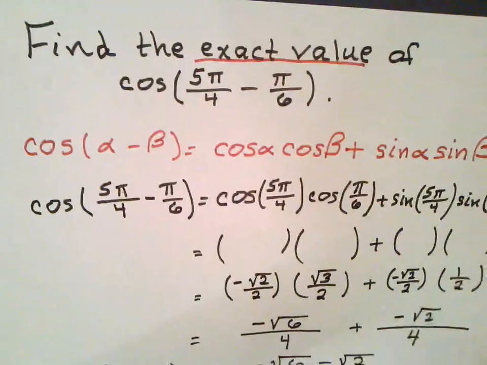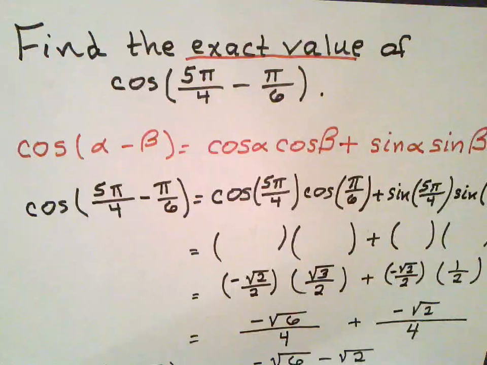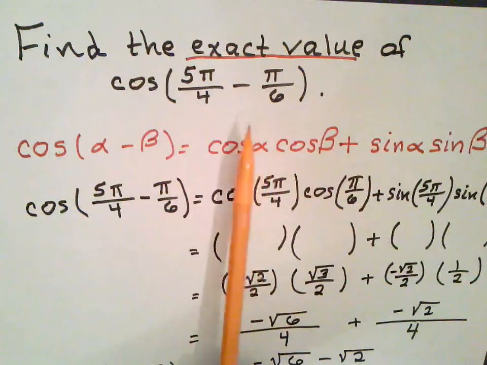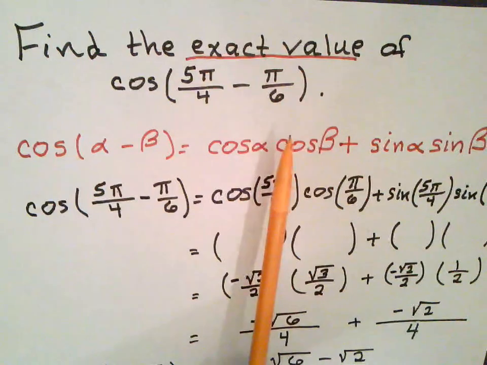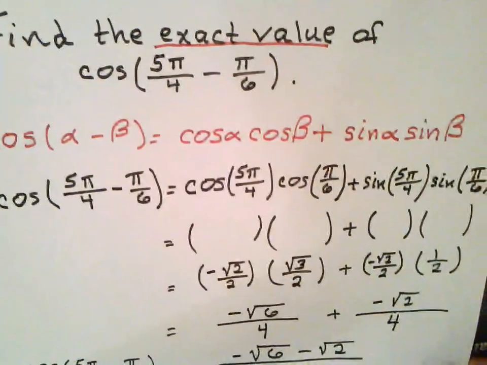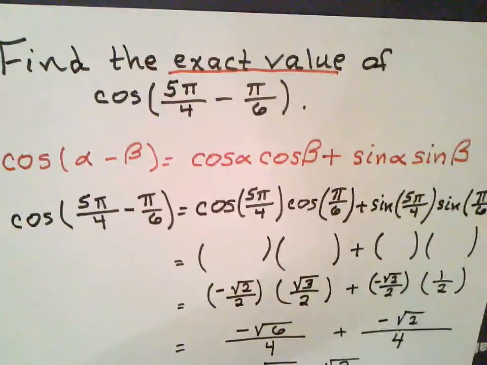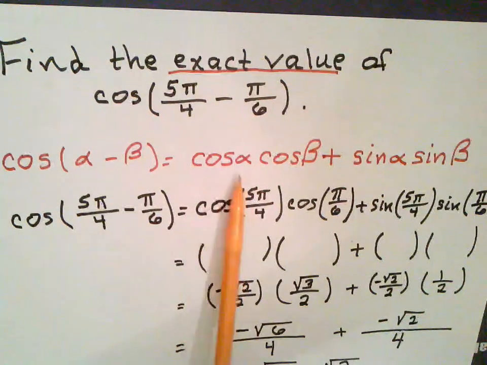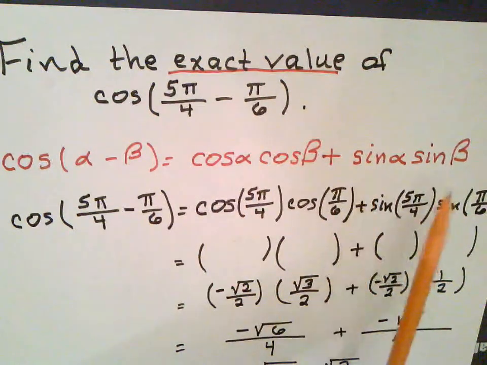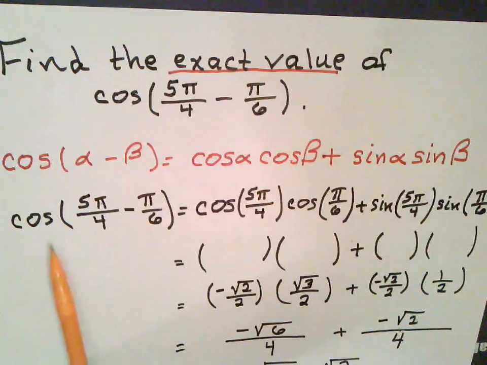Now let's look at an example. We're going to find the exact value of cosine of 5 pi over 4 minus pi over 6. And since it's minus, we're going to be looking at the cosine difference. So here's the formula again: cosine alpha minus beta equals cosine alpha cosine beta plus sine alpha sine beta.